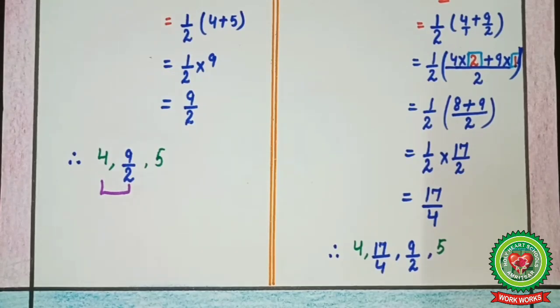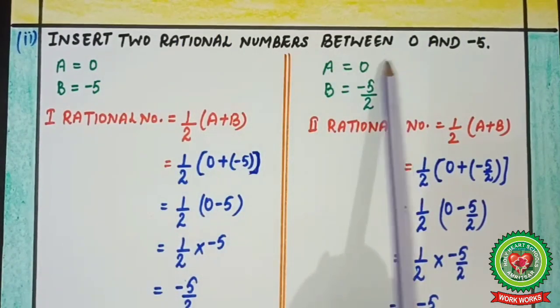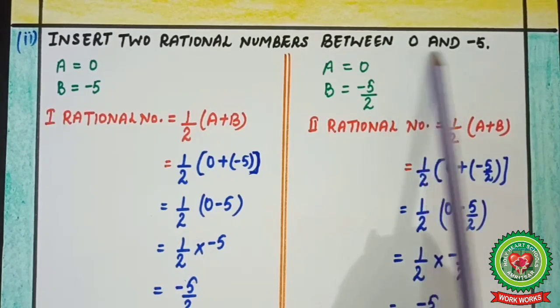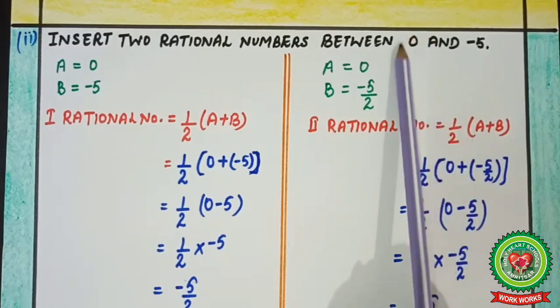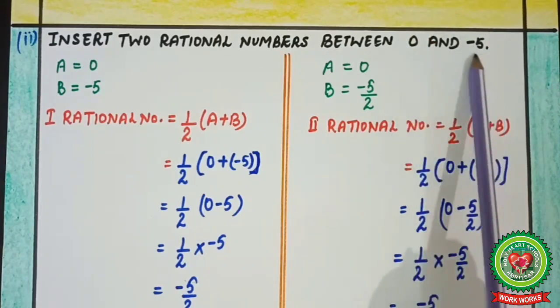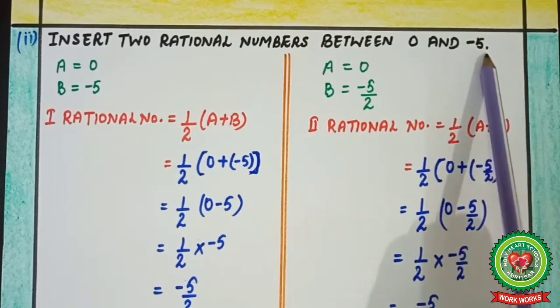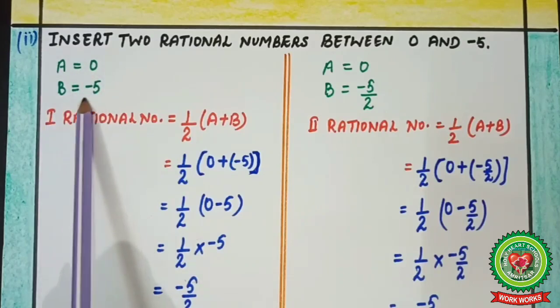So now we will have one more example. Now the next statement is: insert two rational numbers between 0 and minus 5. Now here we are having two numbers again, 0 and minus 5. So this number we will have as A and this will be B, which is equal to minus 5. So you will have A is equal to 0 and B is equal to minus 5.